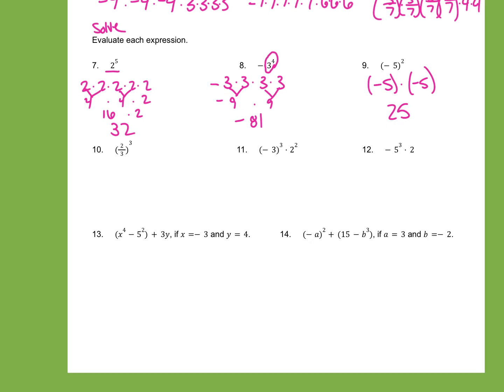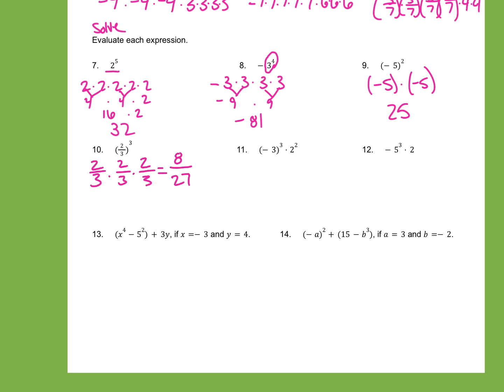Number 10, we've got this fraction being repeated. So 2/3 times 2/3 times 2/3. And remember how to multiply fractions. We're just going to multiply straight across the numerator, straight across the denominator. So 2 times 2 is 4, times 2 is 8, and 3 times 3 is 9, times 3 is 27.